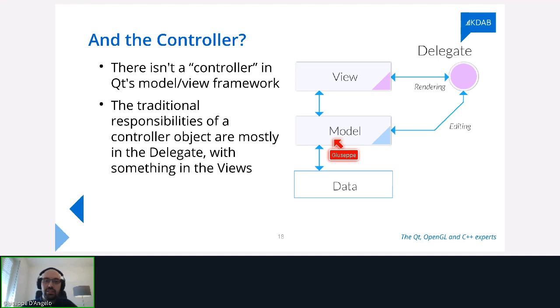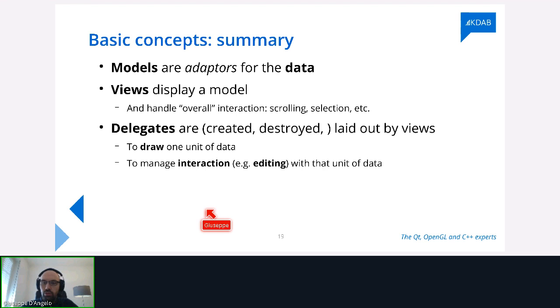Okay? So to summarize this little bit of theory, we have three things. Number one, models. Models are just adapters for the data. Number two, we have views, and the point of a view is to display a model. Number three, we have delegates. Delegates are objects which are sometimes created and destroyed, but especially laid out by views. And the purpose of a delegate is to draw one single unit of data and to manage the interaction with that unit of data. Okay, that should be fine.